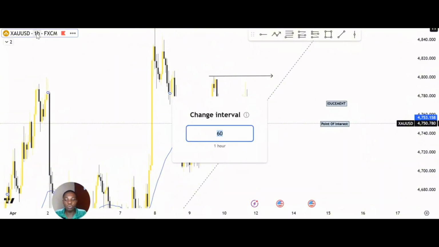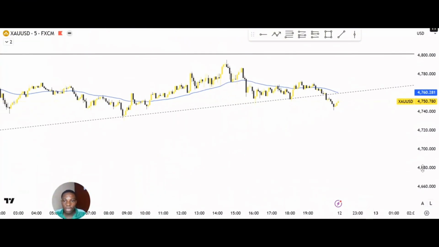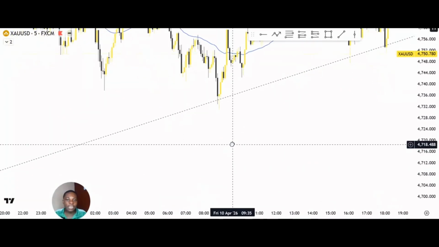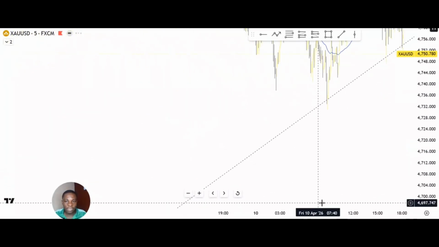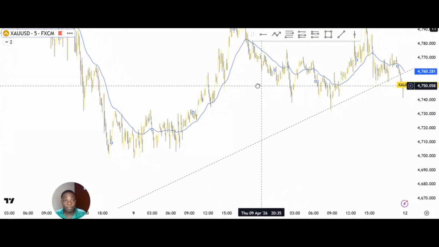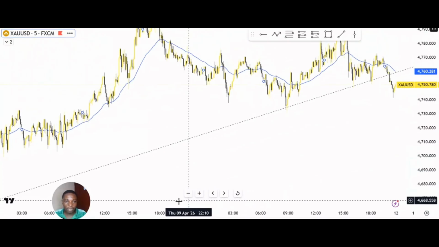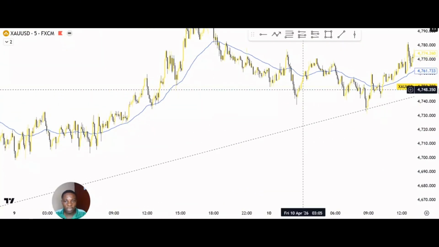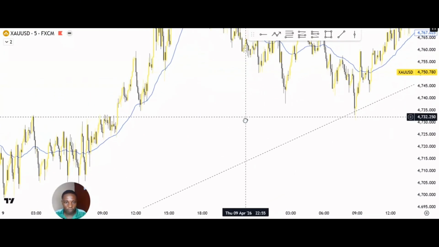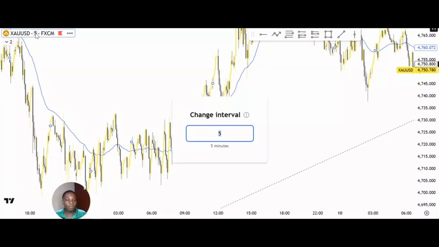XAUUSD. After that, you move to the 15-minute or the 30-minute time frame. I most of the time move to the 15-minute and 5-minute time frame. I explained that, right? That's where we find our inducement and our point of interest. We move to the lower time frame to find our inducement and point of interest.